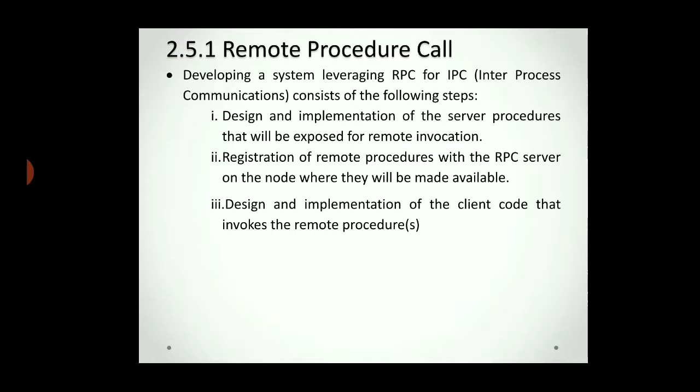RPC runtime, on the other hand, is not only responsible for parameter checking and unpacking but also for handling the request and reply interaction that happens between the client and the server process in a completely transparent manner. Therefore, developing a system leveraging RPC for IPC, that is remote procedure call for inter-process communication, consists of the following steps: design and implementation of server procedures that will be exposed for remote invocation, registration of remote procedures with the RPC server on the node where they will be made available, and the design and implementation of the client node that invokes the remote procedures.